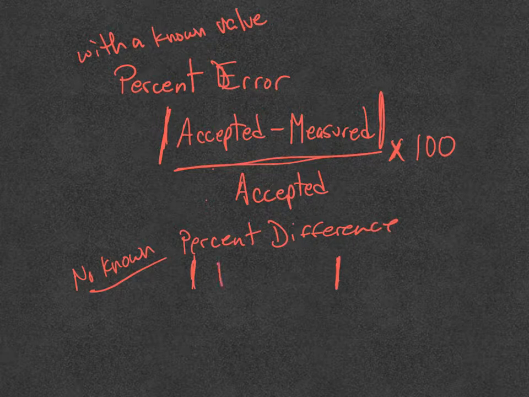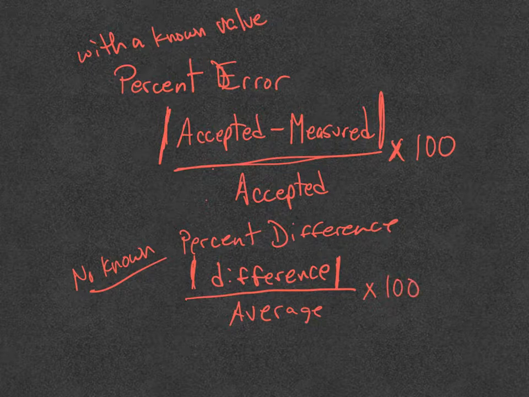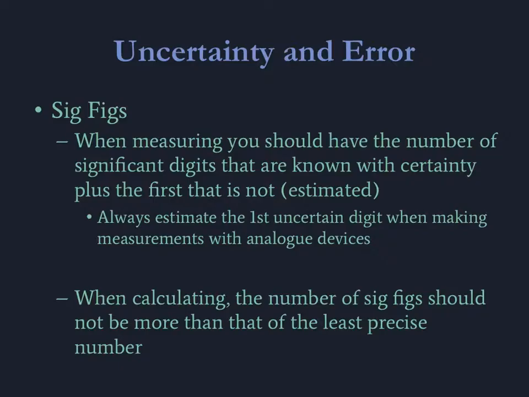And percent difference is the absolute value of the difference of the two numbers divided by the average times 100. And I'll have some examples of these in class to work through when we get to class next time, so that you can get a better idea of how to calculate these and understand what we have going on. But those are the two approaches that we have.